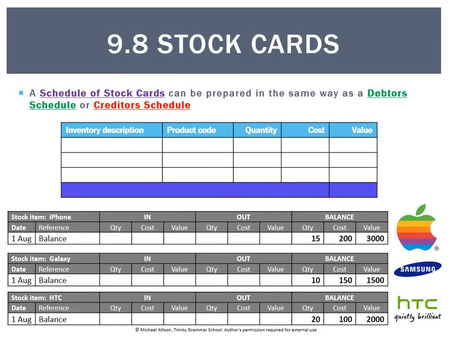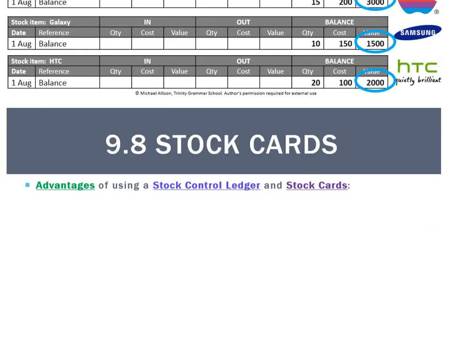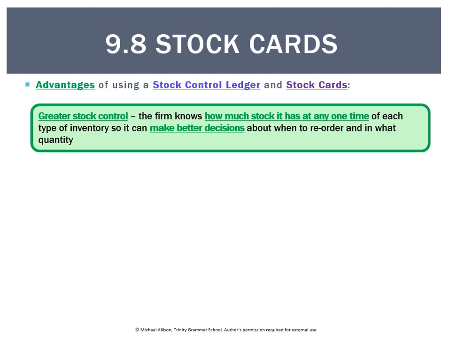We can also make a schedule of stock cards. That's kind of similar to a debtors or creditors schedule. And what we can do is list the inventory. So in this case, the inventory item is the iPhone. The product code, if it has one, there should be 15 items at $200 for a total of $3,000. The Galaxies should be 10 at $150 for a total of $1,500. The HTCs, there should be 20 at $100 for $2,000, and that leaves a balance of the stock control ledger of $6,500.